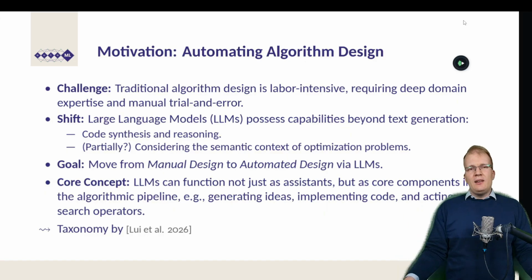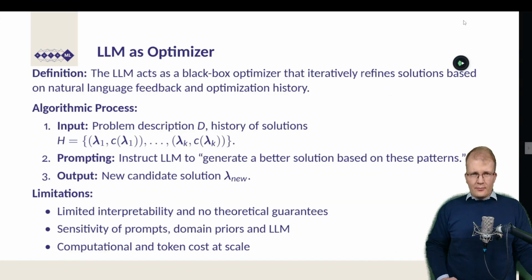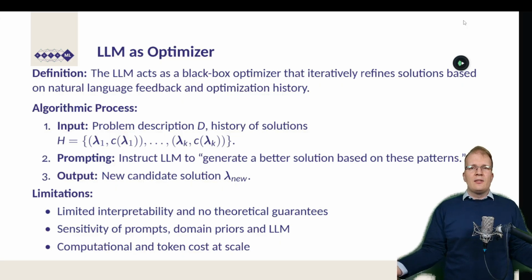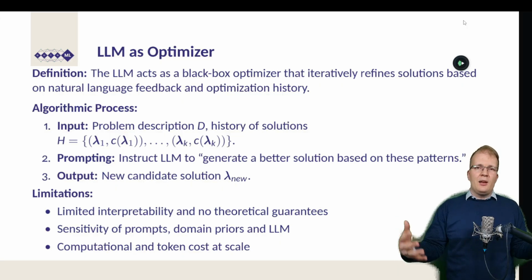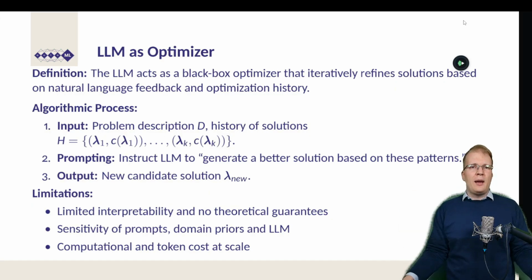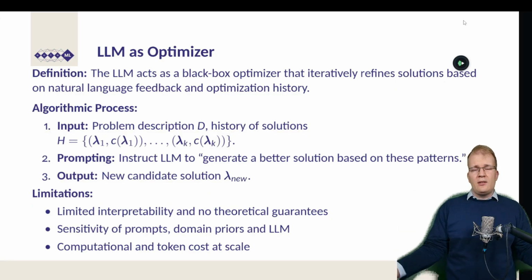The main idea behind all of that is that the LLM can function not only as an assistant, but as a core component in the algorithmic pipeline, maybe generating ideas, implementing code, acting as search operators. Here I will discuss with you a taxonomy which was proposed by Louis et al. in 2026. So the first idea is to see an LLM as an optimizer, simply saying that the LLM should iteratively refine a solution based on natural language feedback and the optimization history.